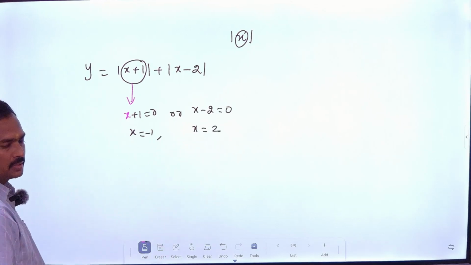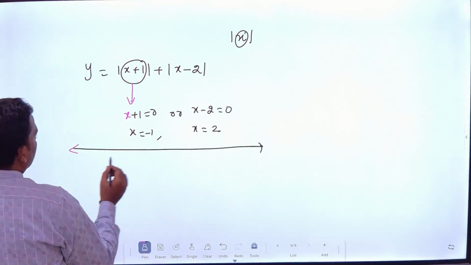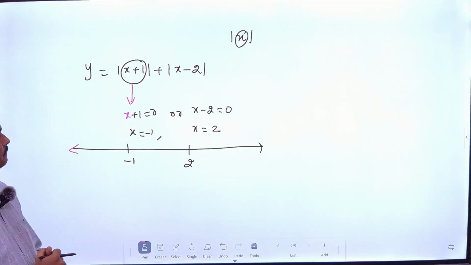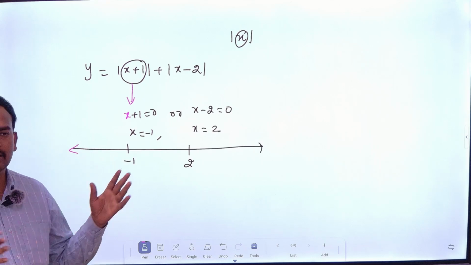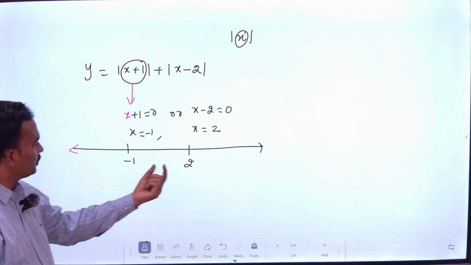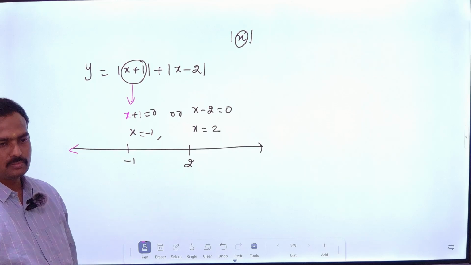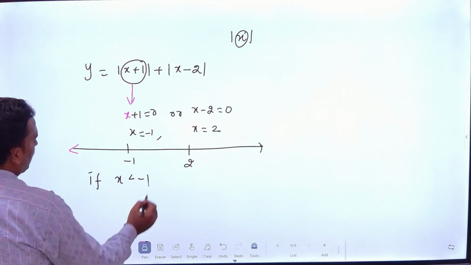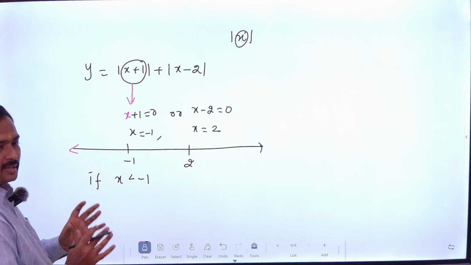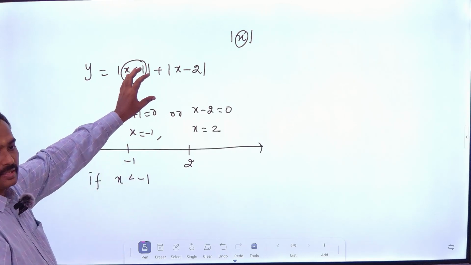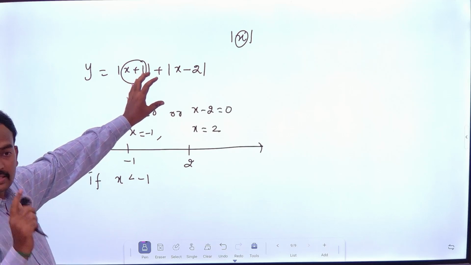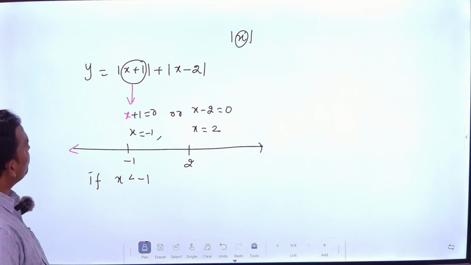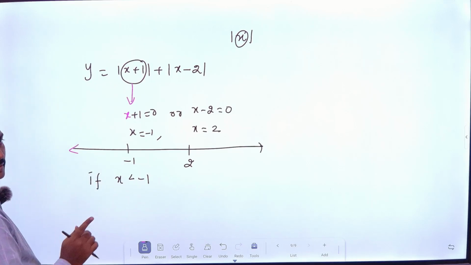These are the breaking points. Put them on the number line: minus 1 here and 2. Then break the whole real number line into less than minus 1, minus 1 to 2, and more than 2. First let us check if x is less than minus 1. Whatever is inside the modulus, you have to check one thing: is it positive or negative? So is x plus 1 positive or negative?